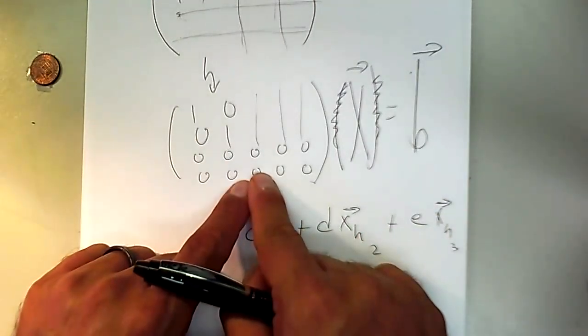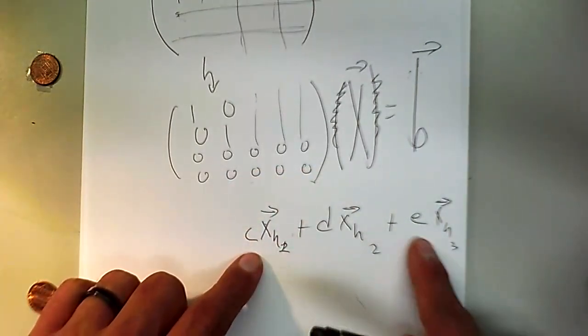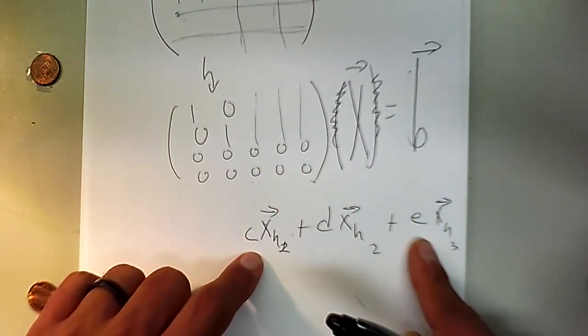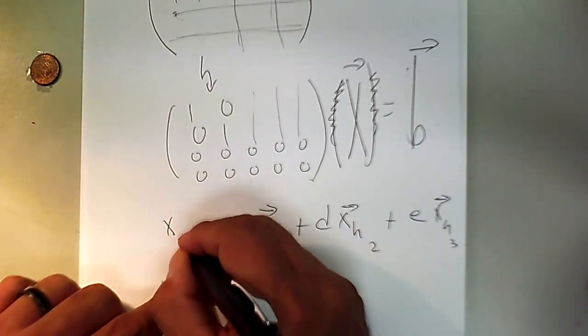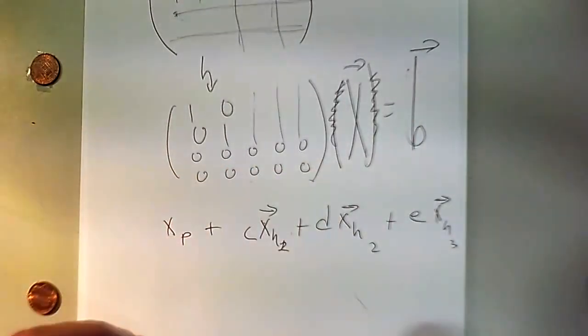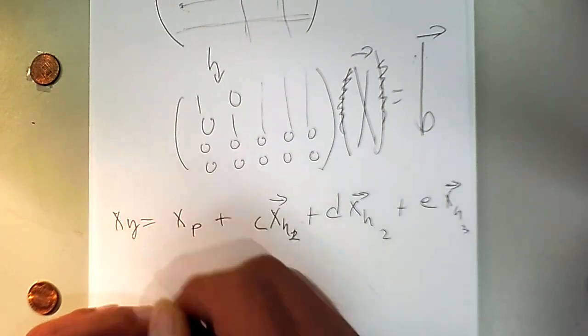So how many free columns we have tells us how many parameters we have to include in our general answer. And then we have a particular answer, which is the simplest one that solves the problem completely. And that gives us our general answer.